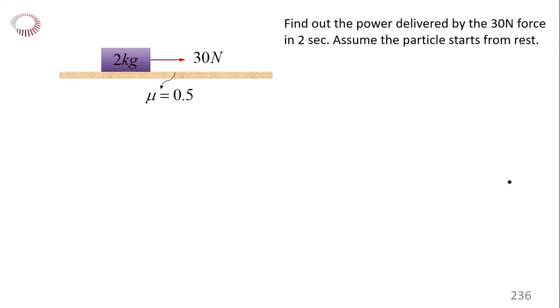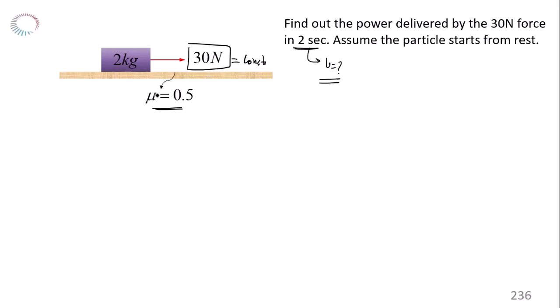Now let us say there is a block resting on a floor, which is having some kind of friction, and I am applying a force of 30 Newton on that particular block. So this is the constant force. You are asked to calculate the power delivered in 2 seconds. So that means at 2 seconds, I have to calculate the velocity. If I calculate the velocity, then power should be equal to F dot V.